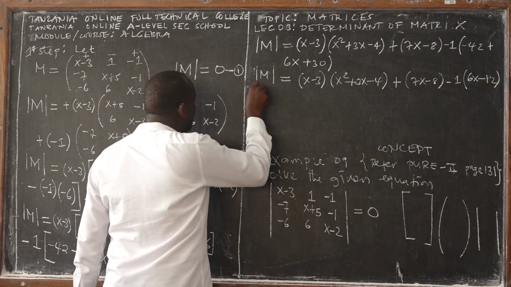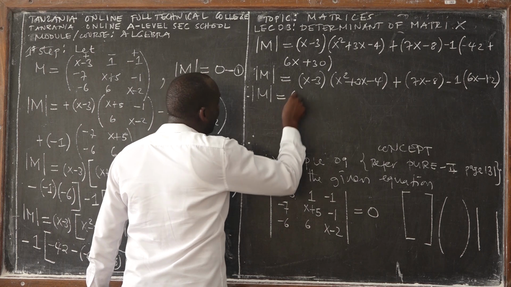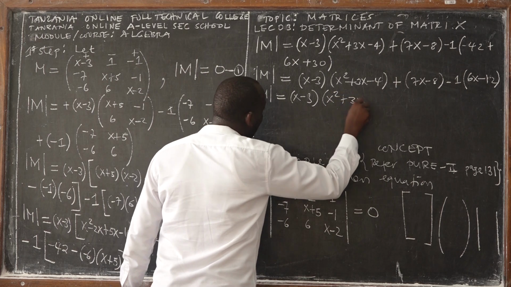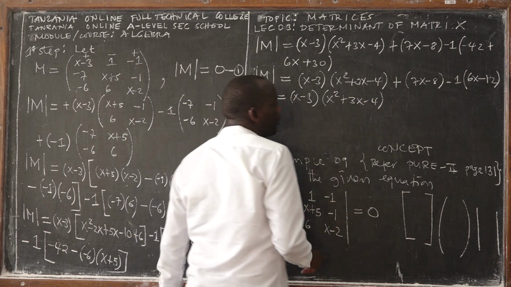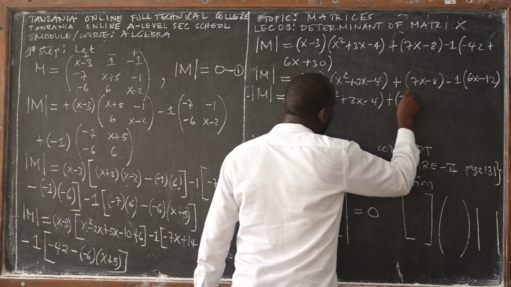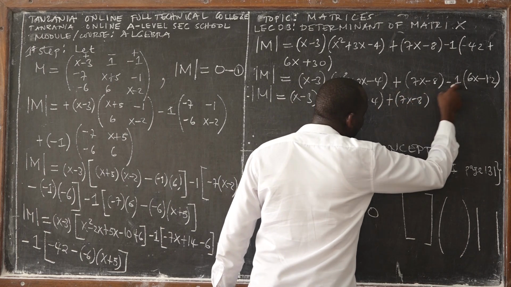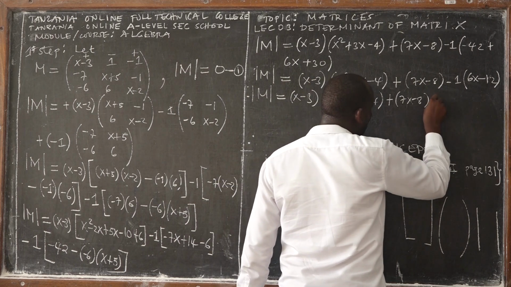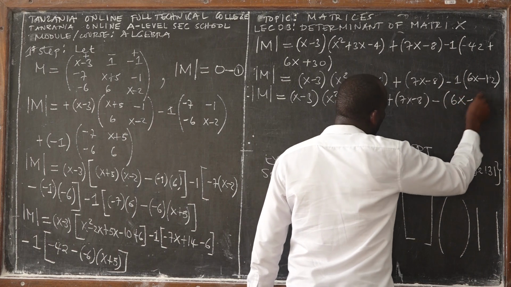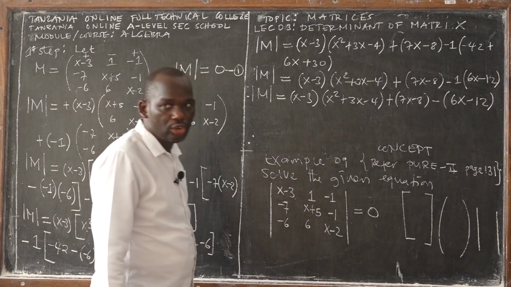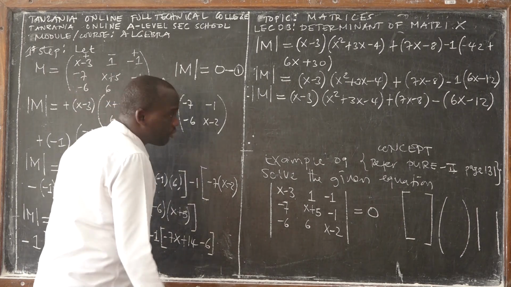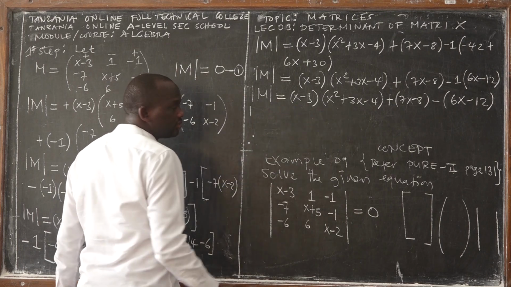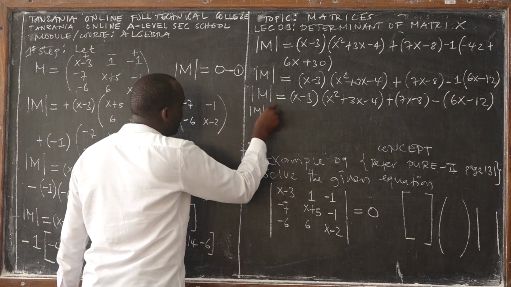So the determinant of matrix M is equal to x minus 3 multiplied by x squared plus 3x minus 4, then plus 7x minus 8, then simply minus 6x minus 12. Right now, we have to expand. We have to multiply this and this one.